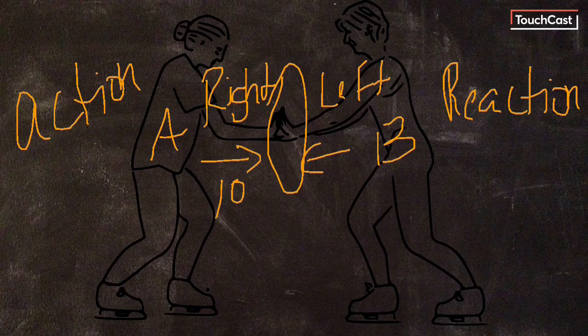So person A is pushing 10 newtons. Person B is also pushing 10 newtons. At that exact moment, logically, we do know and understand that one of them might overpower the other. But just at that moment of contact, their forces are equal and opposite.